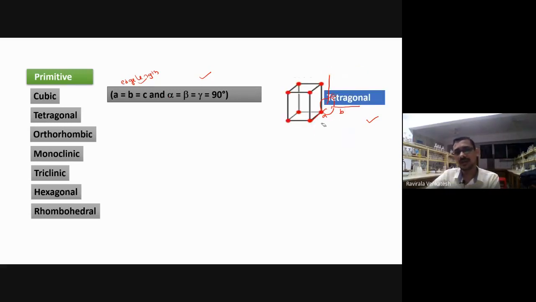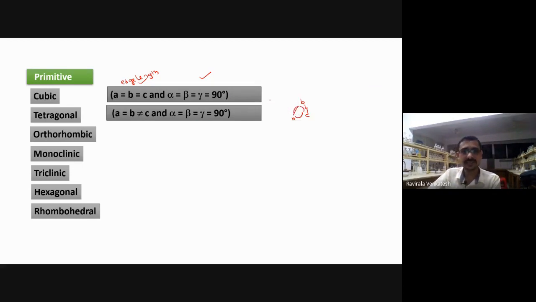Next, we take tetragonal. In tetragonal, a equals b, but b is not equal to c. That means if I take this as b and this one as c, these two lengths are different. But a and b are the same. These two are the same, but this one is different. And the angles are the same: alpha, beta, gamma equal 90 degrees.